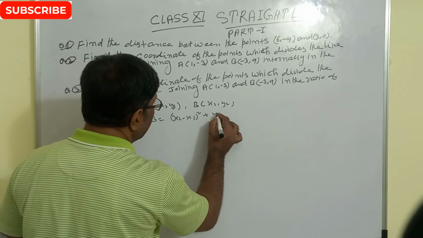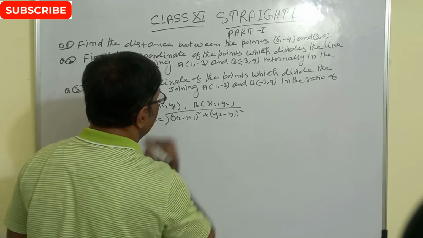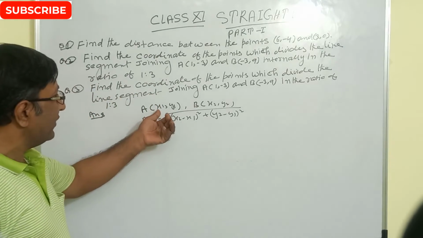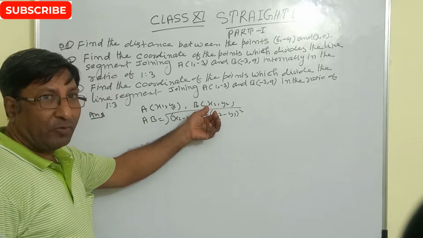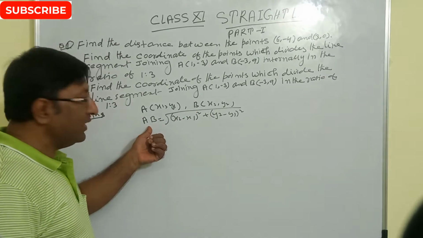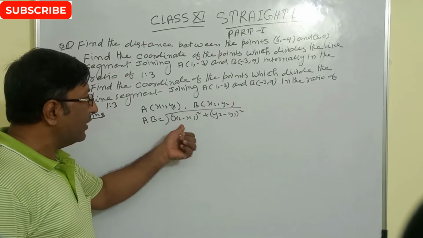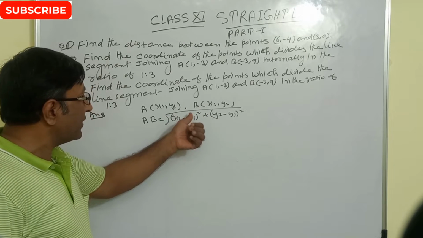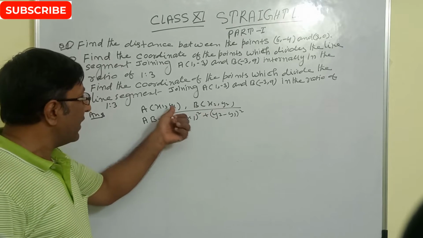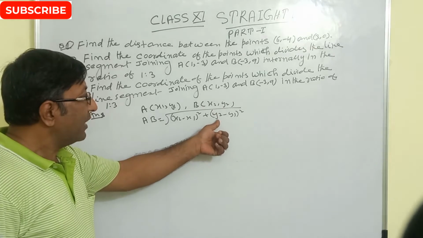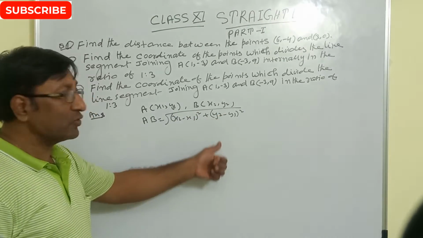(x2 - x1) होल स्क्वायर प्लस (y2 - y1) होल स्क्वायर, एंड दिस रूट। So if the point A has coordinates x1, y1 and point B has coordinates x2, y2, then we can find AB. Distance between A and B is AB equal to what? x2 minus x1 whole square, that is the difference of x coordinates, or you can say abscissa, whole square, plus y2 minus y1 whole square, that is the difference of y coordinates, or you can say difference of ordinates, whole square, root under.